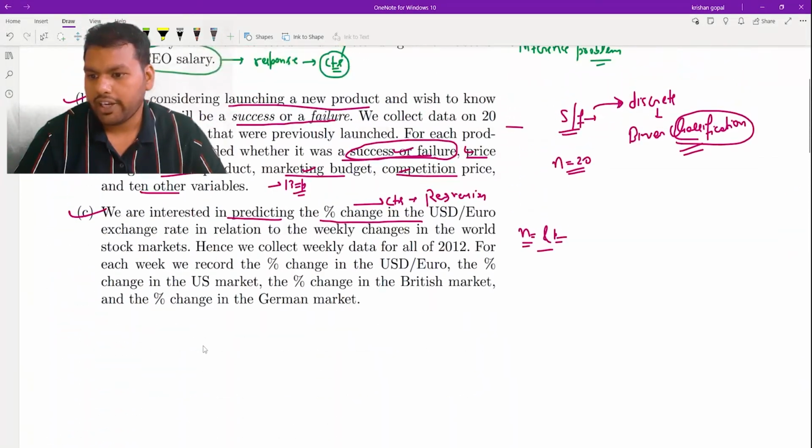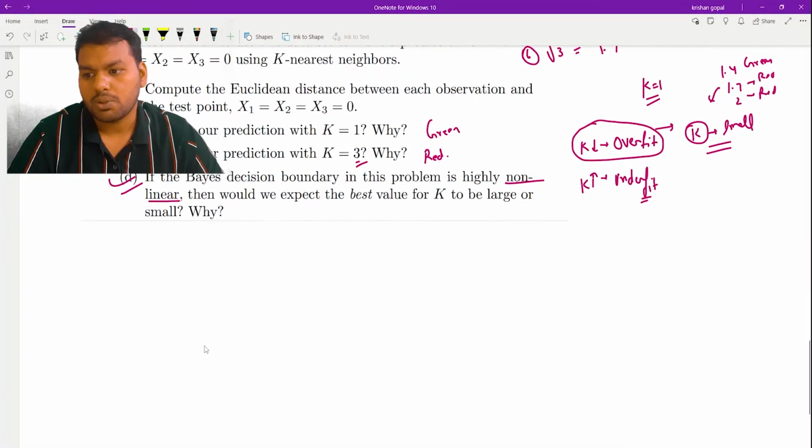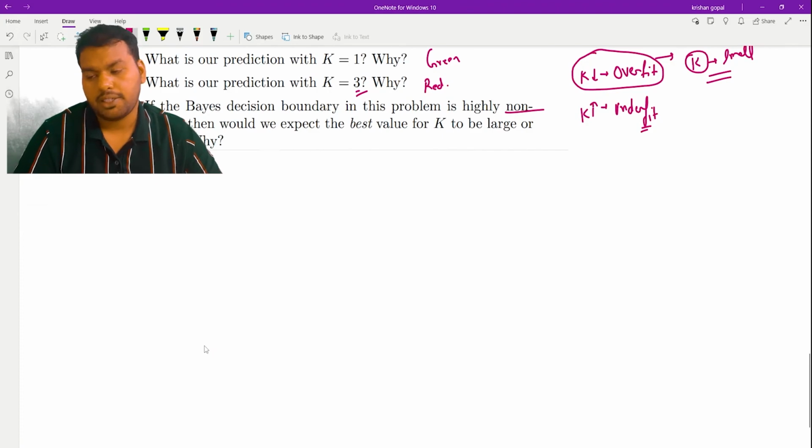If you have any doubt regarding any question, these are very simple exercises. In the next video we will discuss the practical exercise in Python in place of R.